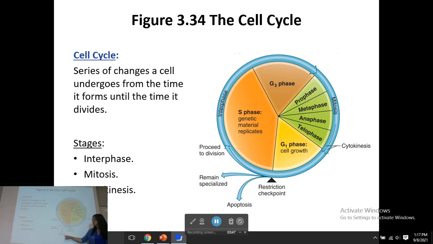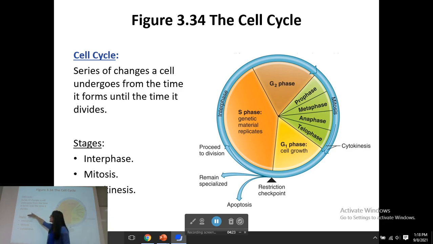Then this term here, apoptosis. Apoptosis occurs if there's something wrong with the cell and it can't fix the DNA, then it will kill the cell. That's programmed cell death, apoptosis. If the cell is okay to proceed, it can either remain as that type of cell, or it can go on and go through cell division. If it goes on, then it's going to come around here to mitosis and go through those phases.